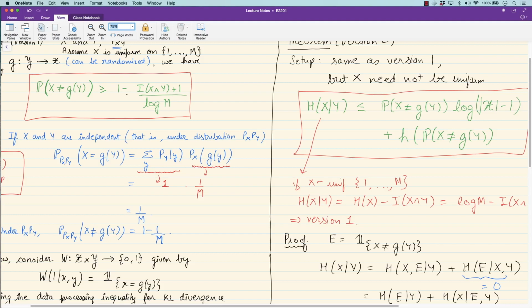The other one is again a lower bound on probability of error in terms of mutual information, but this one only applies for a uniformly distributed M. Okay, so that's what I wanted to say about Fano's inequality.